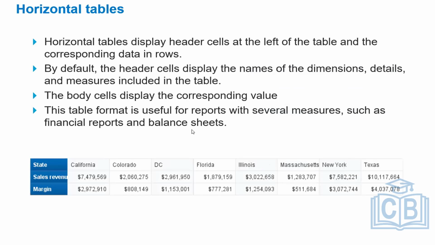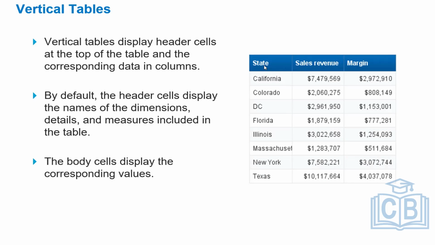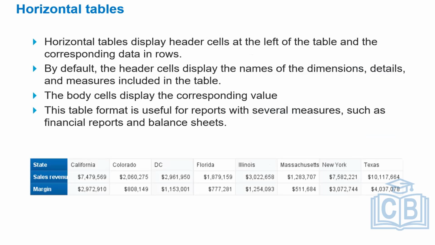Horizontal tables. Vertical table means the headers are represented at the top of the table, whereas in the horizontal table, the header cells are at the left of the table and the corresponding data in rows. Whereas we have the data in columns, here the data is in the rows. So that is called a horizontal table. By default, the header cells display the names of the dimensions, details, and measures included in the table. The body cell displays the corresponding values. This table format is useful for reports with several measures, such as financial reports and balance sheets.